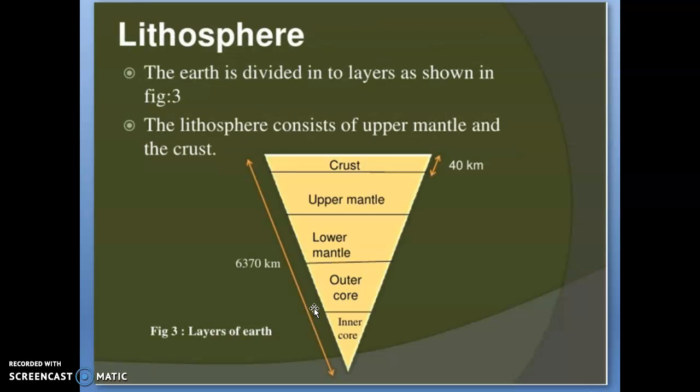And next one is lithosphere. Earth is divided into layers as shown in this figure, and the lithosphere consists of the upper mantle and the crust of the solid Earth. It occurs in the form of soils, rocks, etc. Soil comprises mixtures of minerals, organic matter, weathered rocks, air and water.